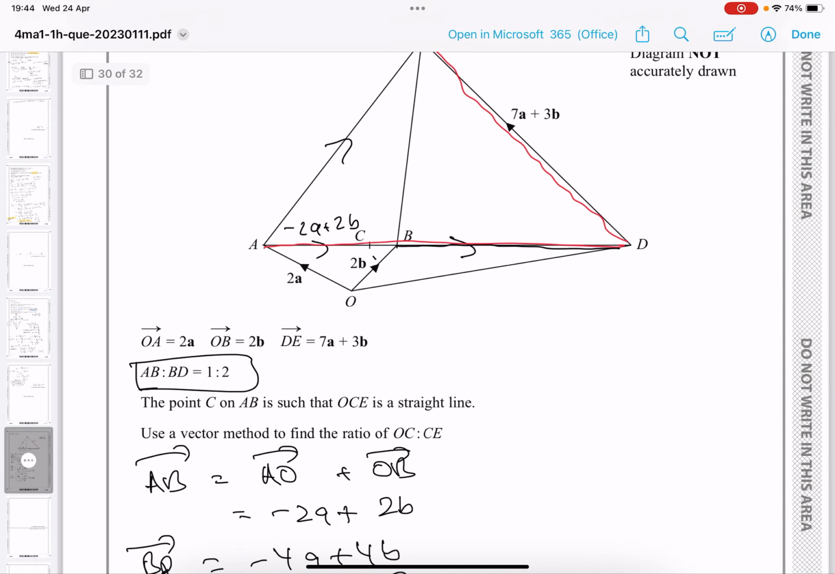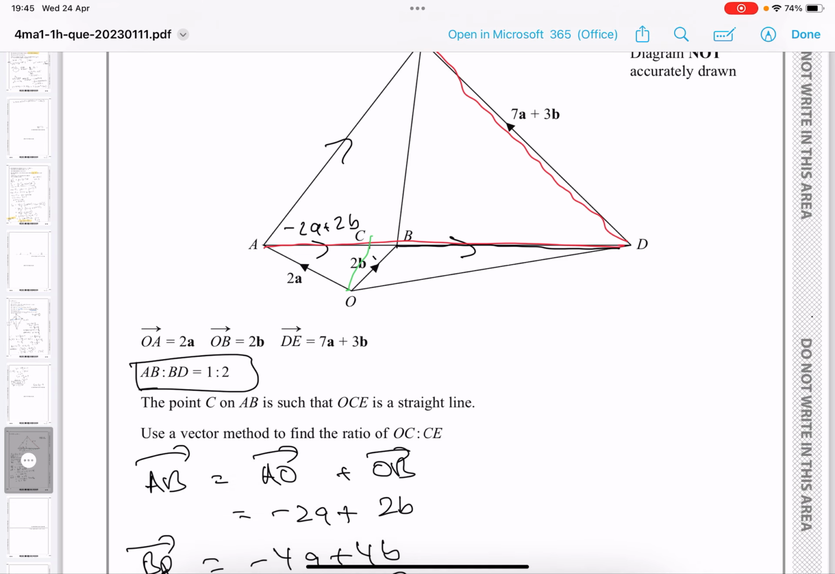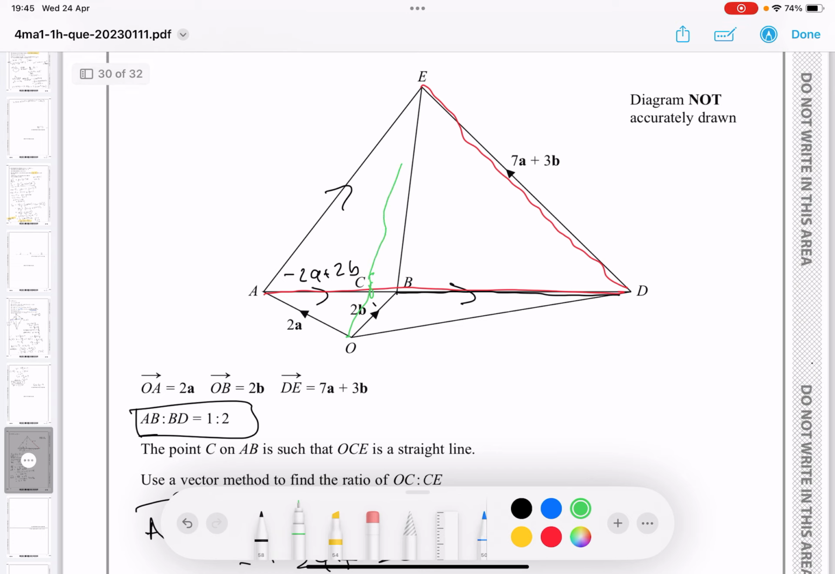Use a vector method to find the ratio of OC to CE. Okay, so OC is this line here, and CE is up here. Not the best line, sorry guys, but it is a straight line. It says here it's a straight line. So let me draw an arrow. We need to work out the ratio of OC to CE. So what I recommend doing is using a new variable, because we clearly don't know what OC is, and we need to work that out.